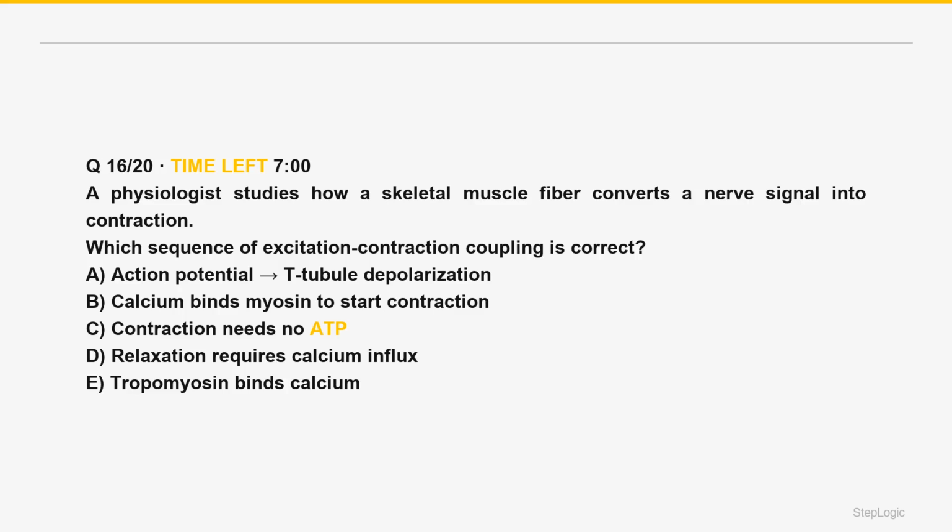Which sequence of excitation-contraction coupling is correct? A physiologist studies how a skeletal muscle fiber converts a nerve signal into contraction. Read the command: which EC coupling sequence is correct. A: action potential and T-tubule, SR releases calcium, calcium binds troponin C, tropomyosin moves, myosin-actin crossbridge, ATP, calcium pumped back, relaxation.